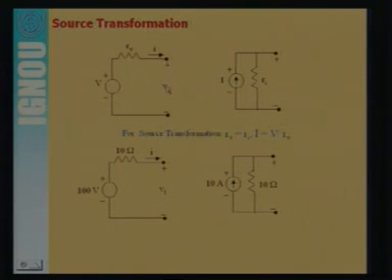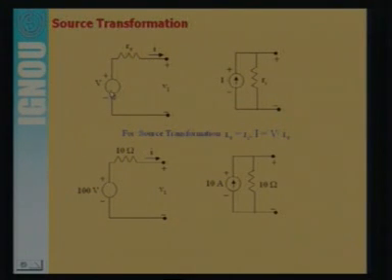Suppose 5 ampere current is flowing through this. When we connect the same resistance here, if these two circuits are equivalent to each other, then the same 5 ampere current will flow through this. Now the question is, how can we transform this voltage source into the current source? What will be the value of this I and R when we transform this circuit to this circuit? This is called the source transformation technique.